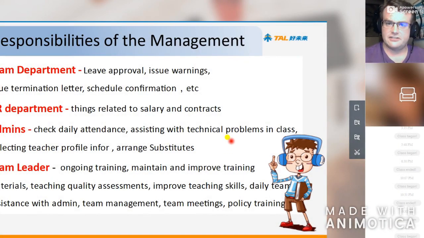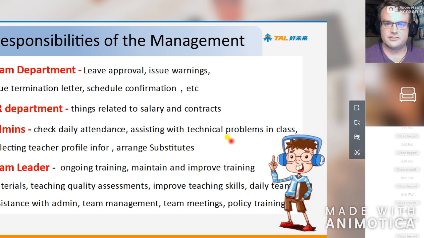Now, let's talk about the different departments. First department is team department. Team department is very important because they handle everything from scheduling, they handle everything from giving out disciplinary action, scheduling confirmations, everything that has to do with you as a teacher will go through team department. Then we have HR. HR only handles two things, salary and contracts, nothing else. And you don't talk to anyone else about these things either, which will be discussed in a later video.